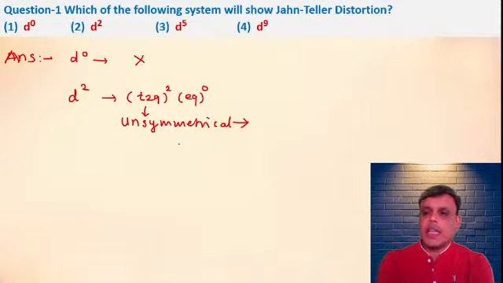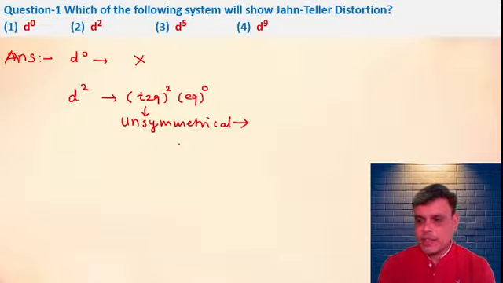Grisha is saying no. Why, Grisha? Can you explain your answer? Everyone is saying no. Jay is saying yes, it will show. Those saying no, please explain your answer. Grisha, Renuka, Tanuja, Vishwajit, Saurav, Rohan, why will it not show Jahn-Teller distortion?